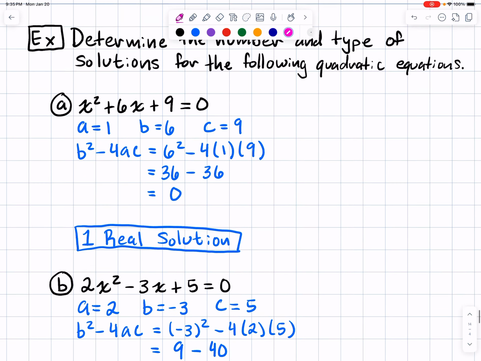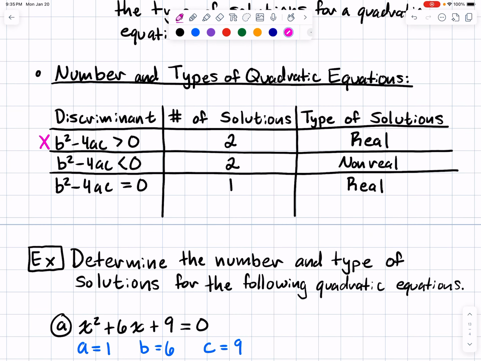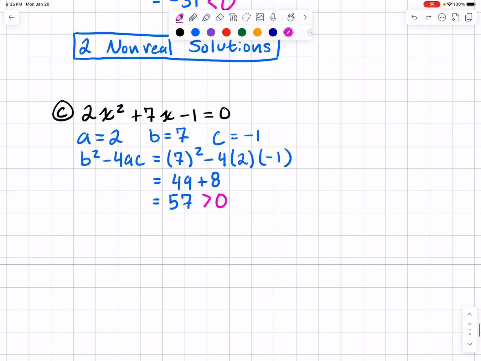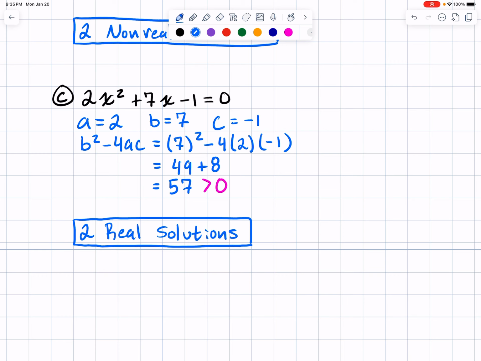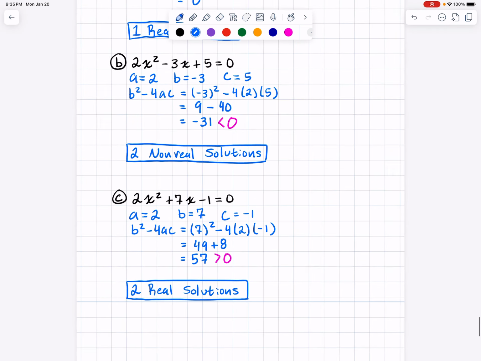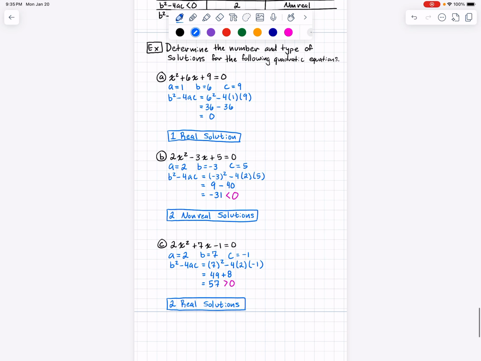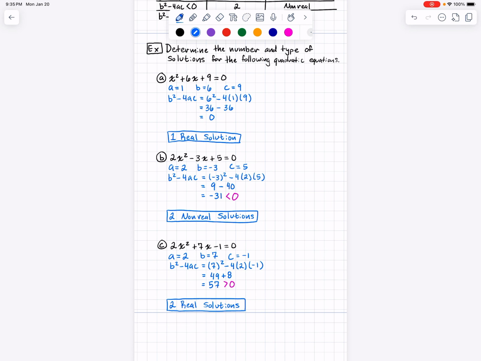So if we look up to see what greater than 0 means, that's this one. It means we have two solutions and they're both real. So we're going to want to write two real solutions and box our answer. And that is how you use the discriminant to determine the amount of zeros or the amount of answers and if they are real or non-real.